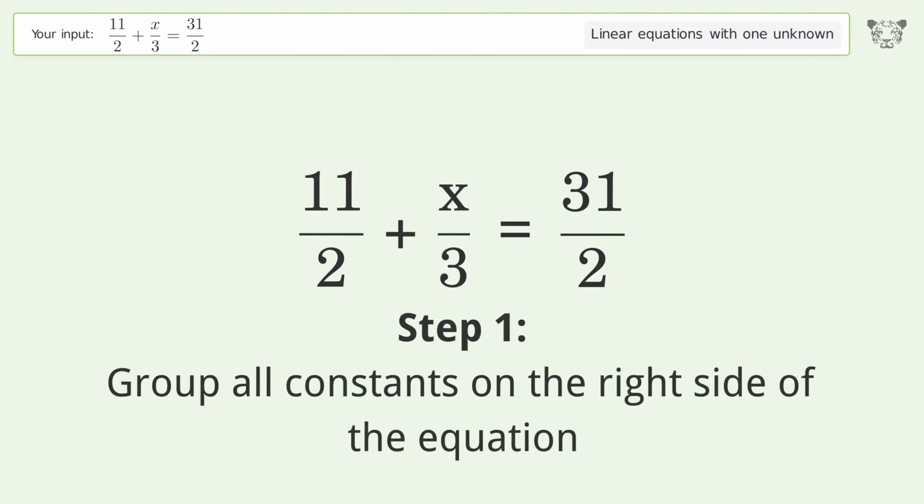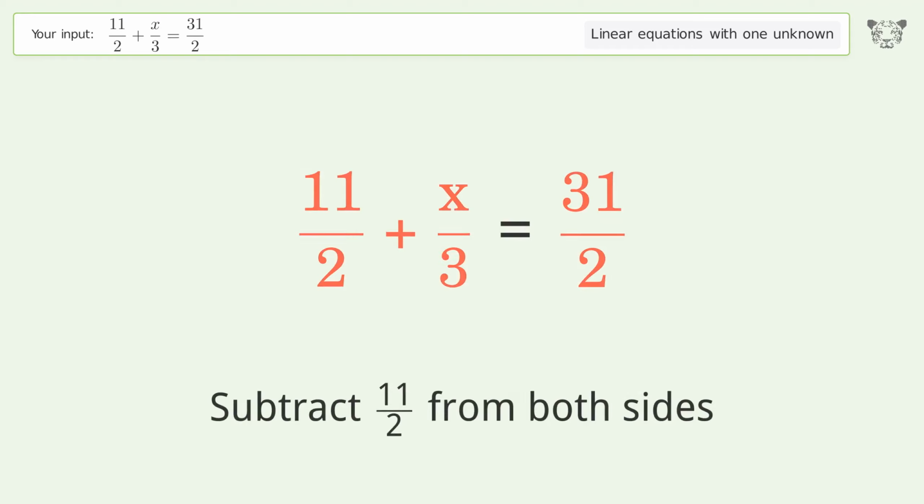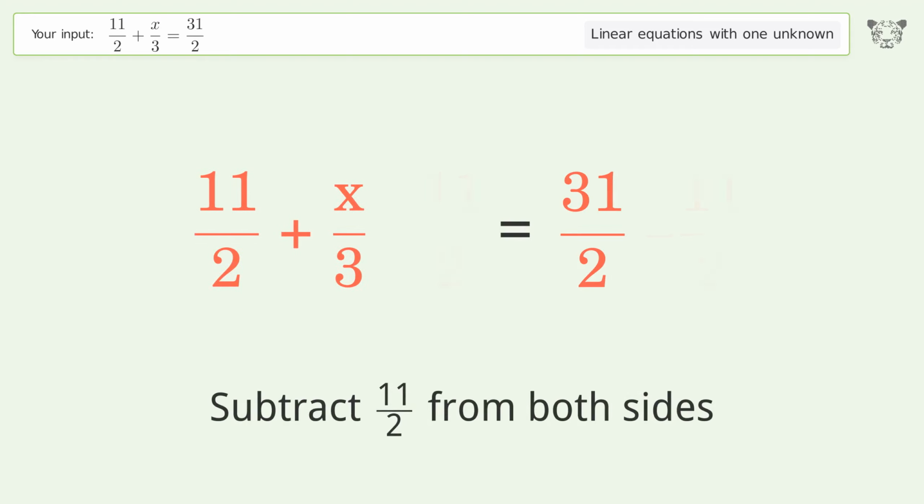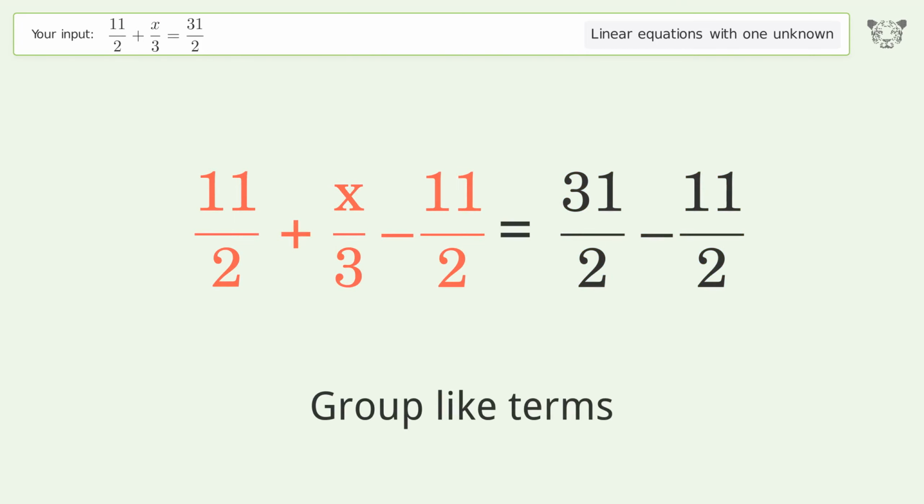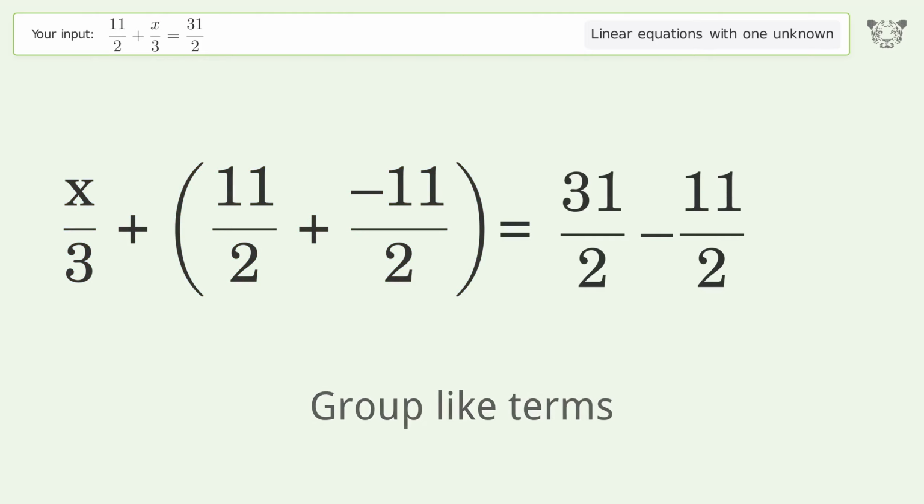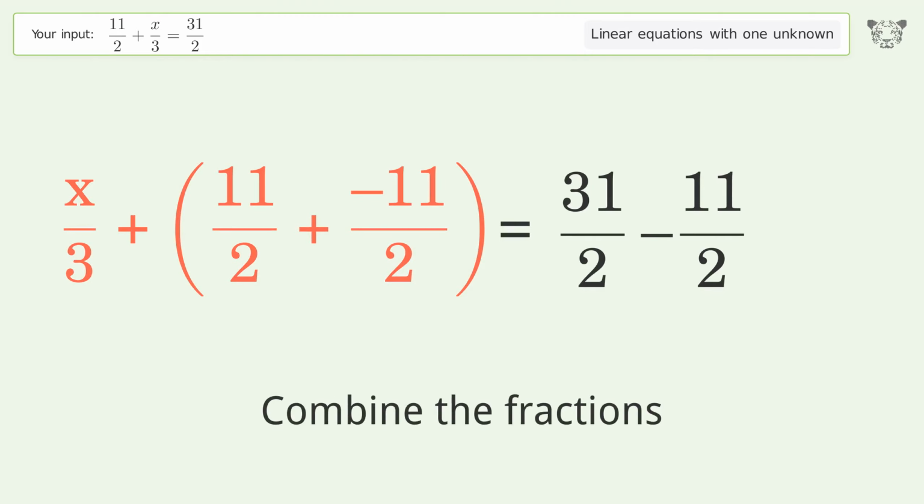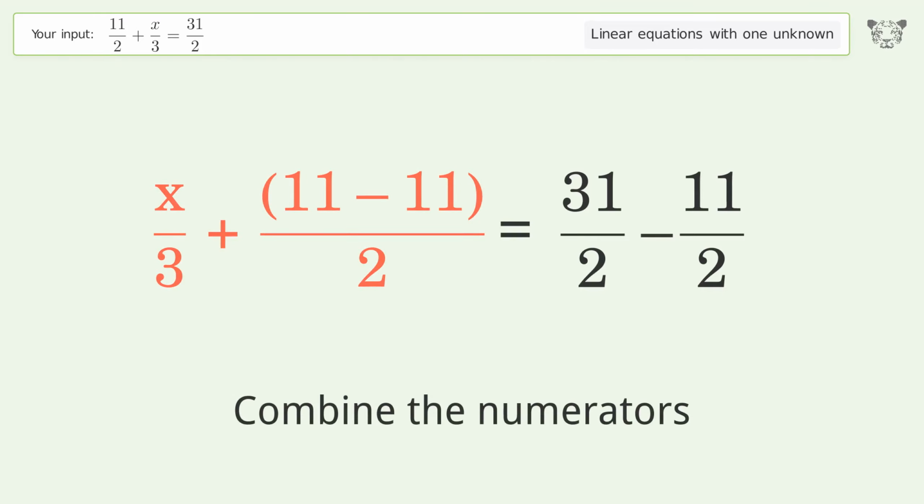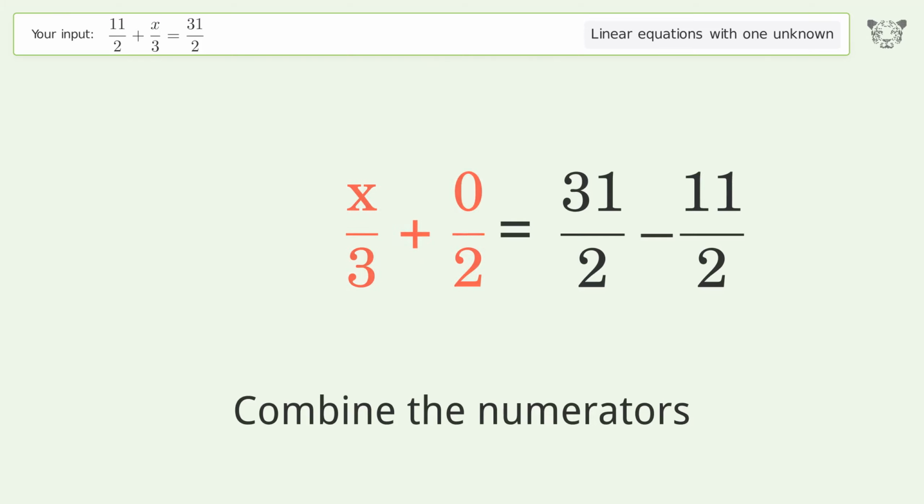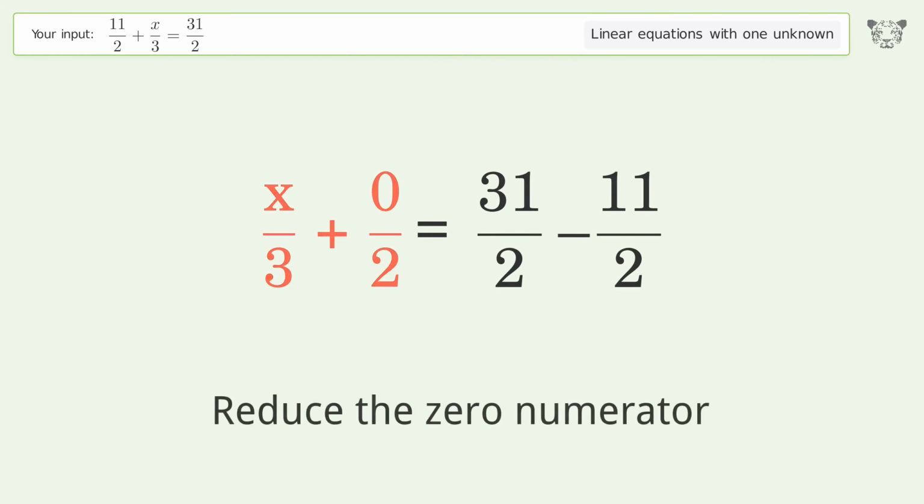Group all constants on the right side of the equation. Subtract 11 over 2 from both sides. Group like terms. Combine the fractions. Combine the numerators. Reduce the zero numerator.